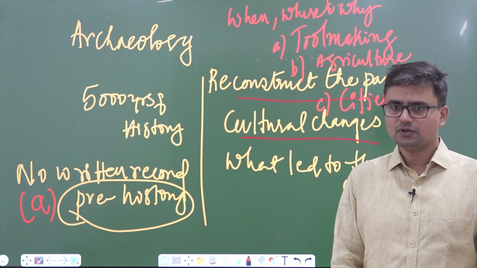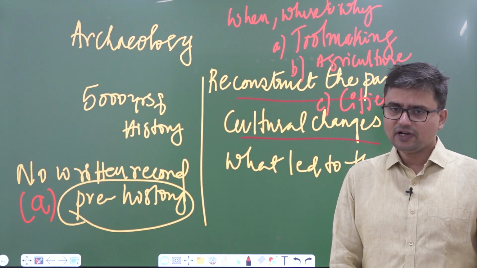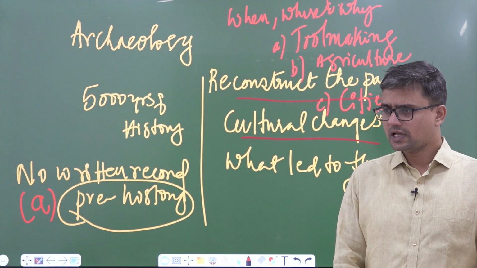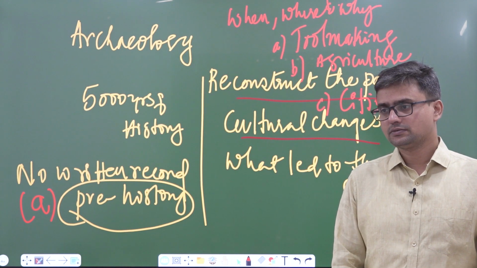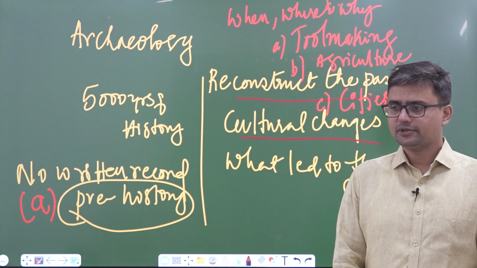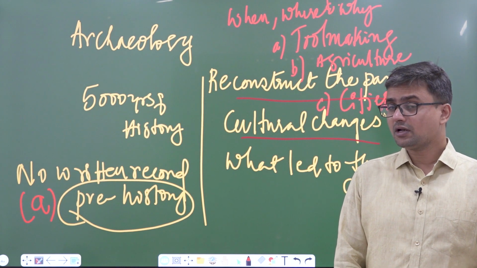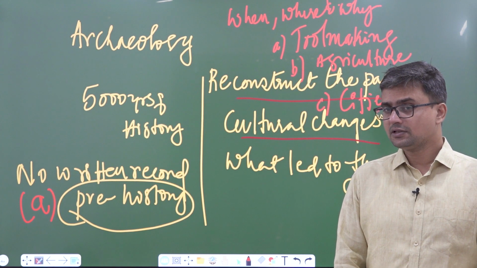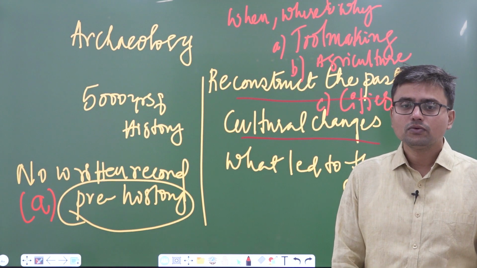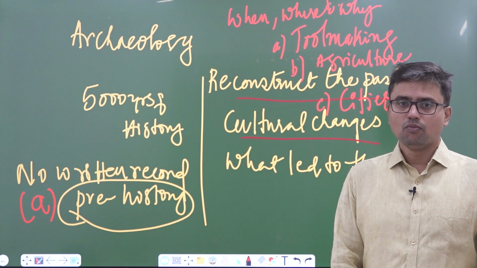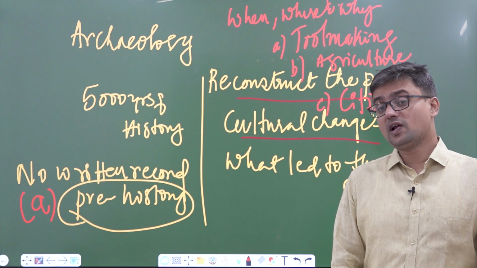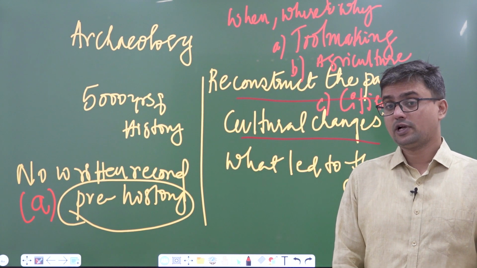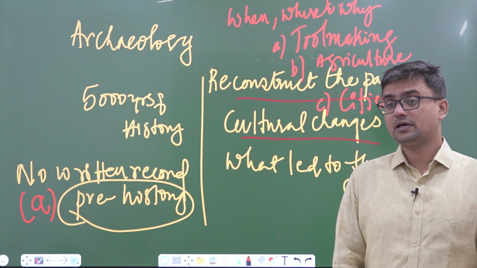Stability of food is ensured. You work in the field for 15 to 20 days, have the food for 5 months. Whereas hunting, you have to go on a daily basis. So will you get more leisure if you practice agriculture? Yes or no? You will be having more leisure if you practice agriculture. If you are having more leisure, what happens? More time you spend on other activities.